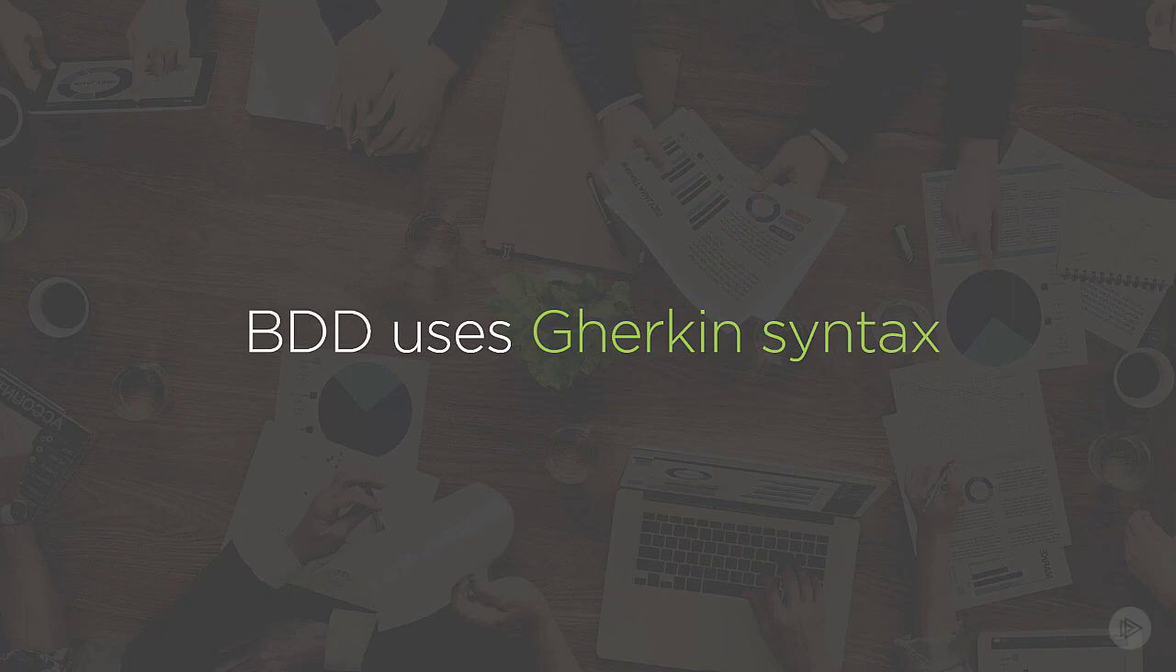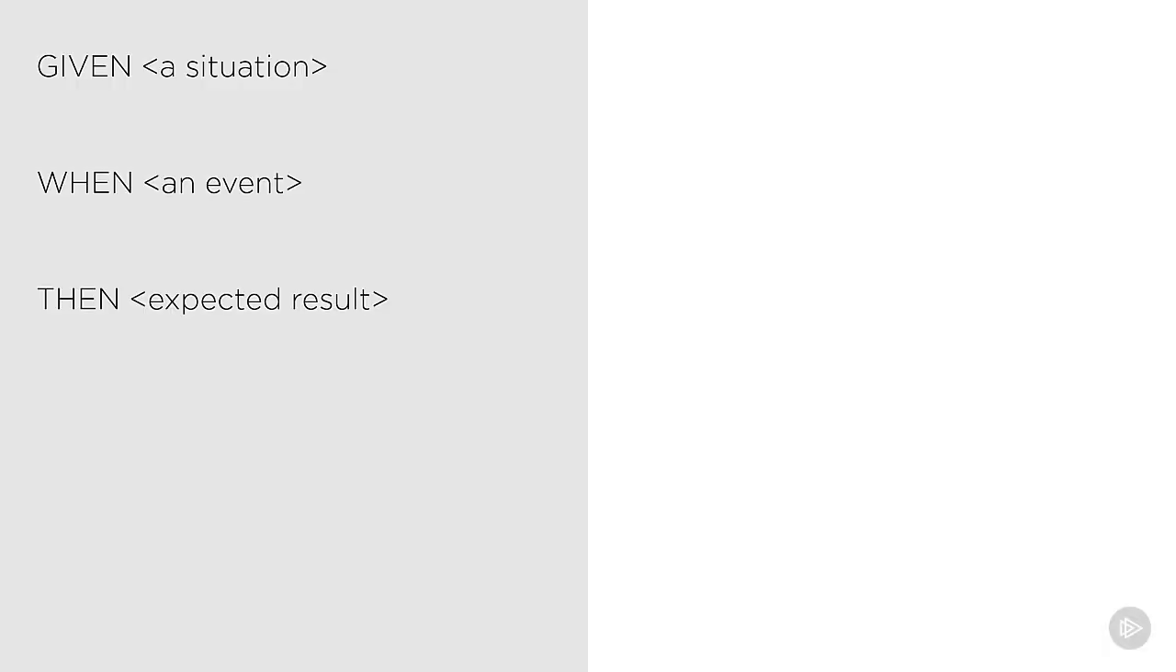BDD uses the customer's domain-specific language to describe the behavior which will satisfy the need. In this way, only what is needed to fulfill the requirement is developed. The simple grammar format is known as Gherkin syntax and looks as follows. Given a situation, when an event, then expected result.